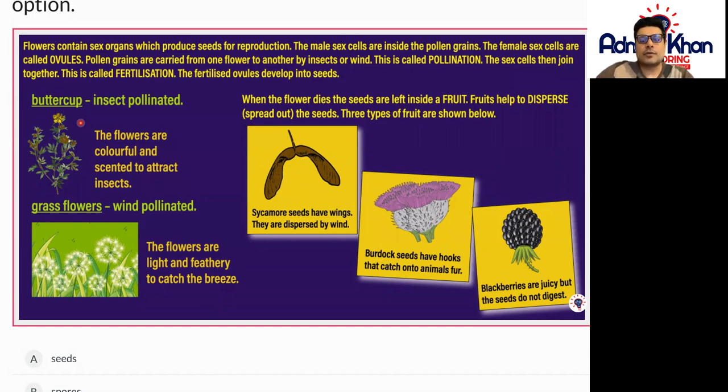So grass flowers are wind pollinated. So the flowers are light and feathery, and they catch the breeze and the wind. And there's an example for you here.